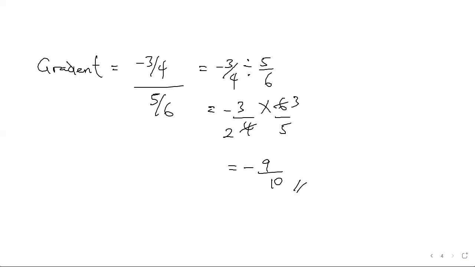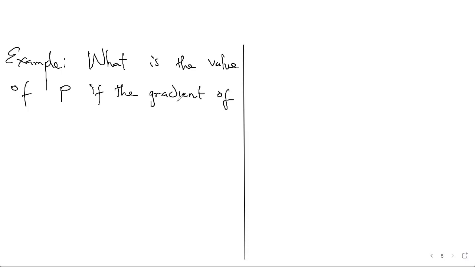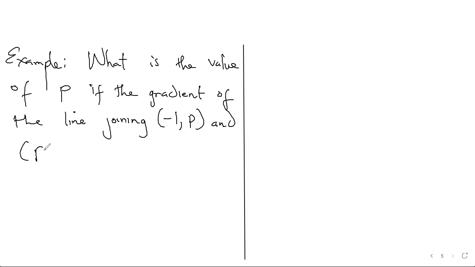So let's look at one more example. The question is, what is the value of P if the gradient of the line joining minus 1, P and P, 4 is 2 over 3? So that's the question. So how do we deal with this?